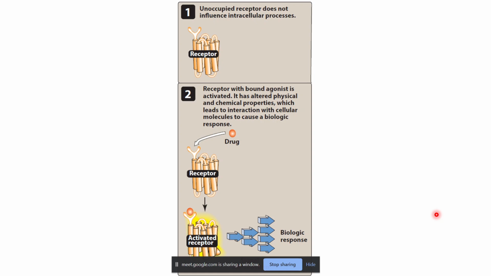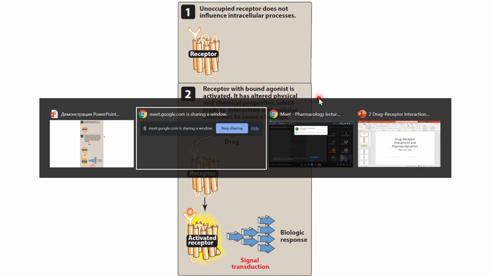mechanism is receptor activation. So most of the drugs will have a specific receptor that they can activate, and once activated, the receptor will make some biologic response. And this is the most common way of the action of the drug, and most of the drugs are either agonists or antagonists of a specific receptor.